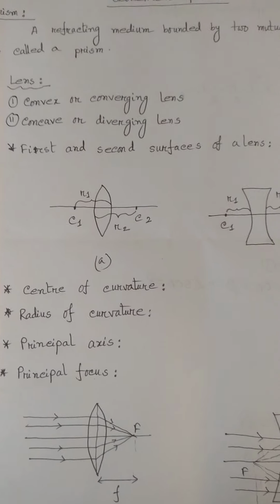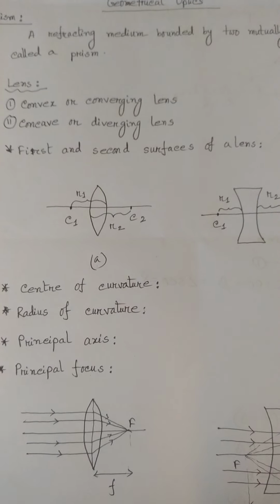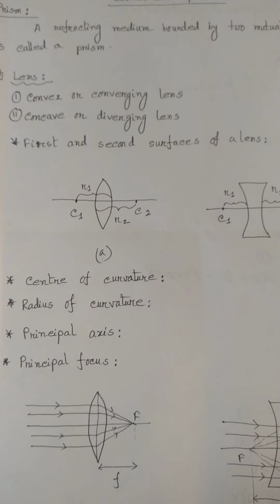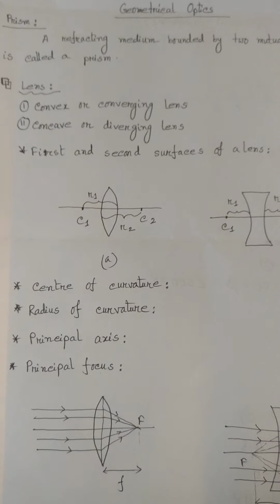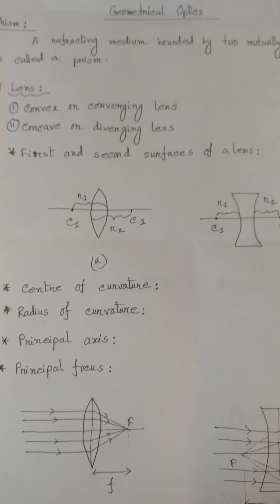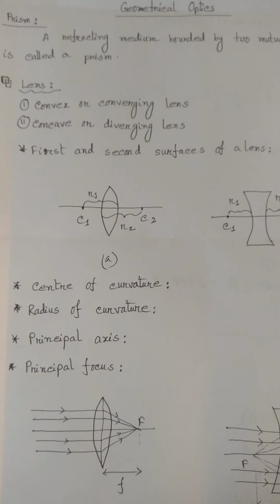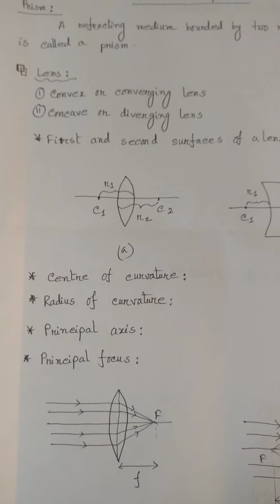What is the principal axis? The straight line passing through the centers of curvature of both the surfaces is called the principal axis of the lens.